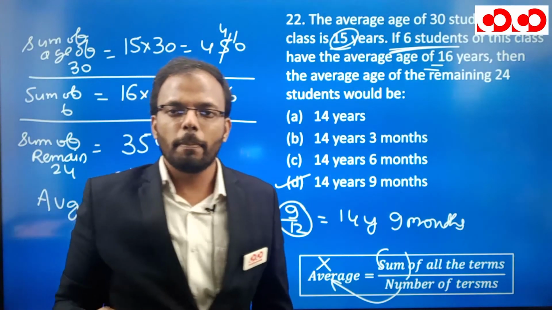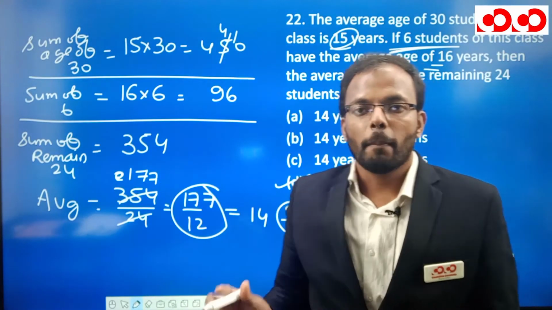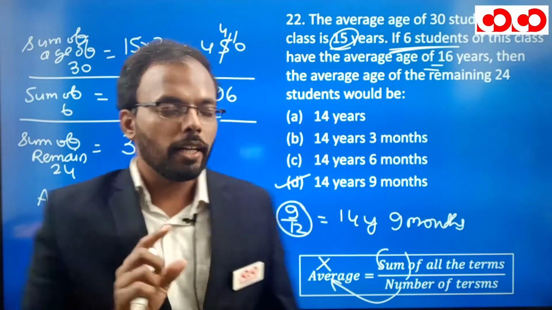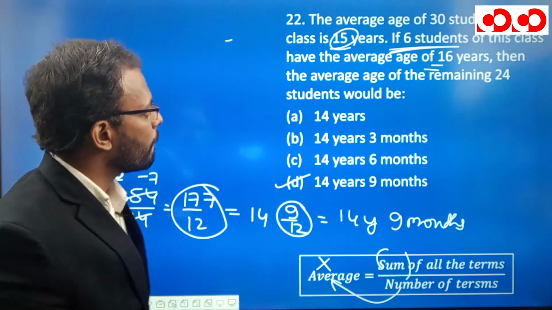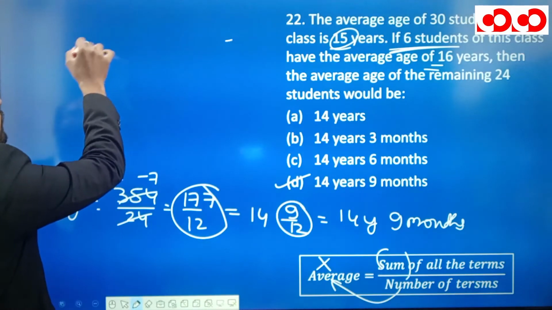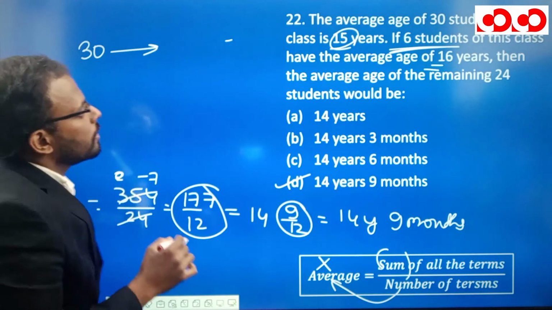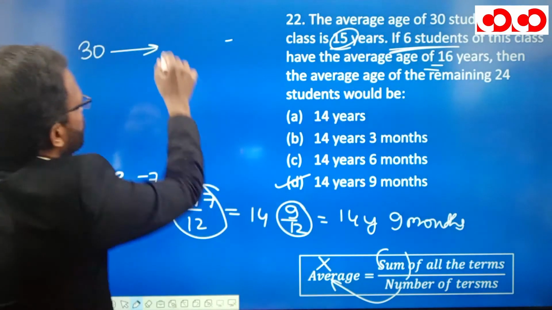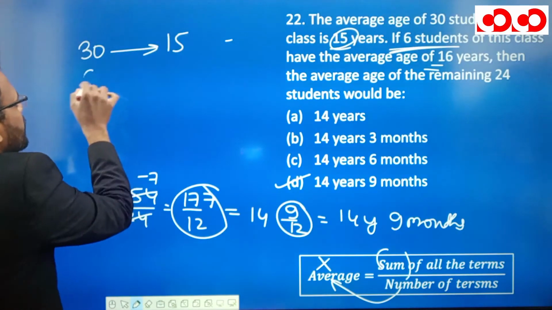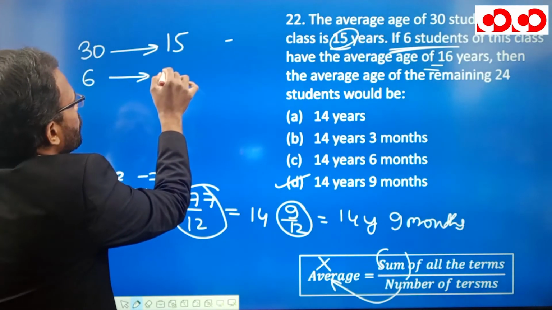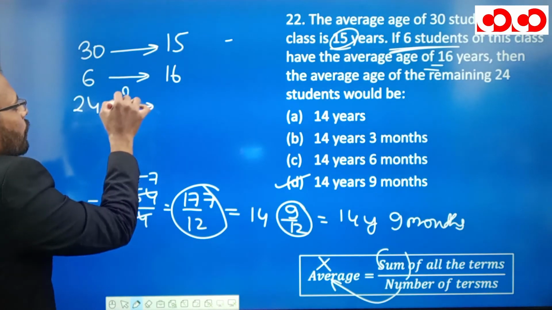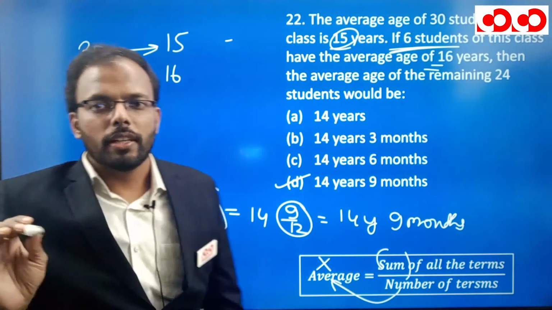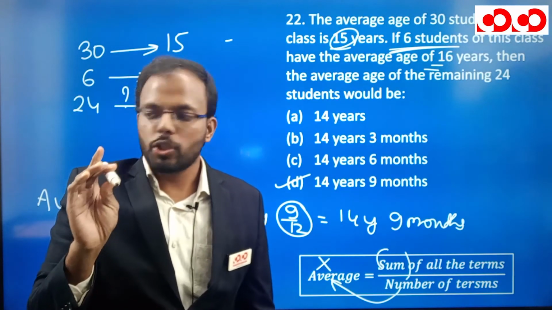See, this is the basic method of how you solve it. But I am going to tell you a shorter technique which is called deviation. See, how do we solve it by deviation? We know that the average of 30 students is 15. And the average of these 6 students is 16. And the remaining 24 average we need to find out. Now it is very, very logical. You don't even need to touch your pen to solve it.